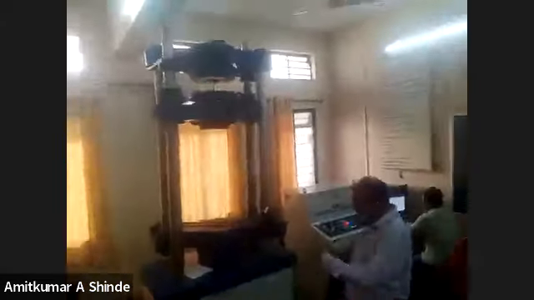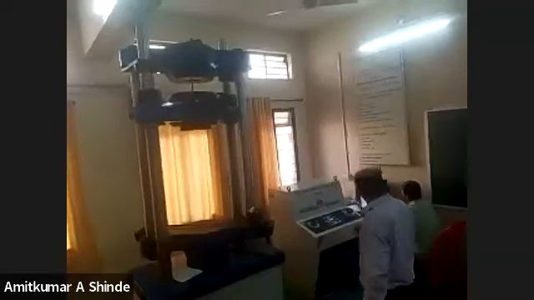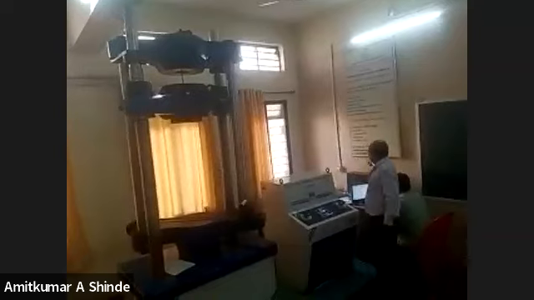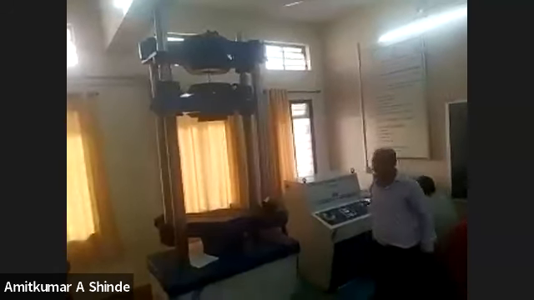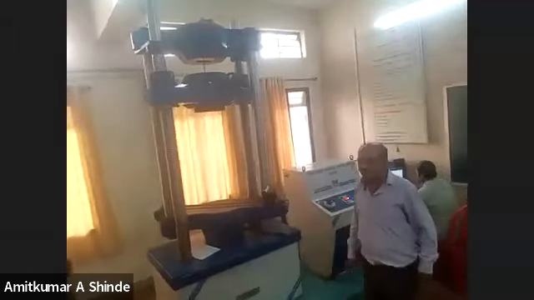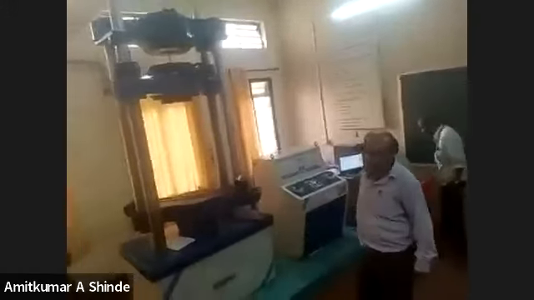Five years back, we tested layers, pictures are there, and in that one layer was broken and inserted in this place. Now that place is broken. It is very dangerous. So always you have to keep away from this, because it will break immediately.